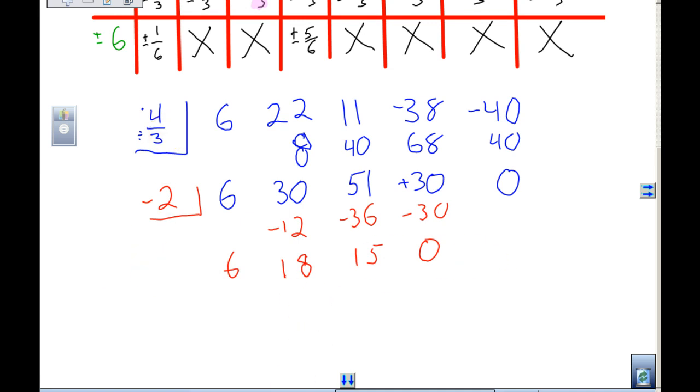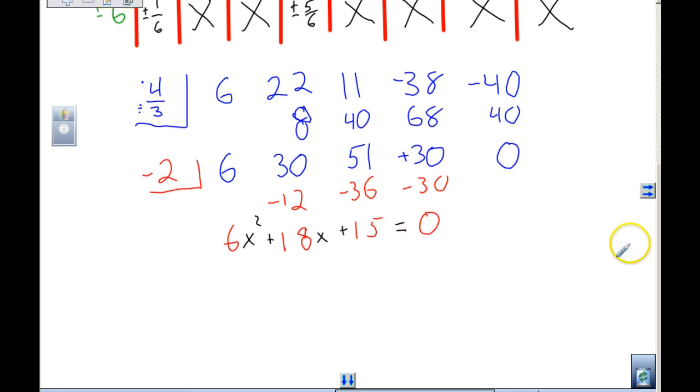Okay, and now we just need to solve the remaining quadratic. So 6x squared plus 18x plus 15, that equals 0. Okay, so you can look at this and you might notice that there is a GCF here. GCF of 3. 3 goes in all of these.